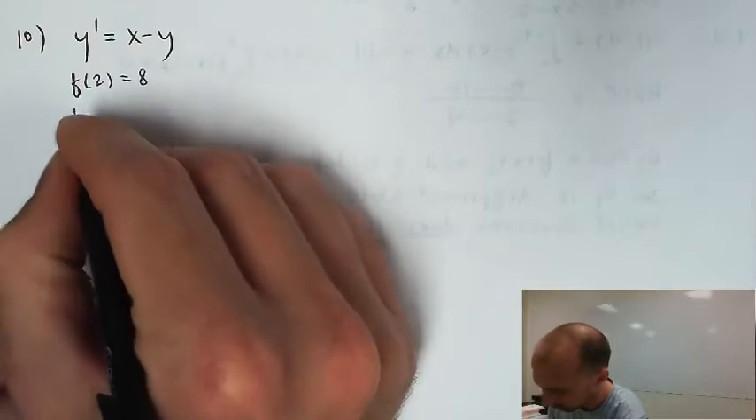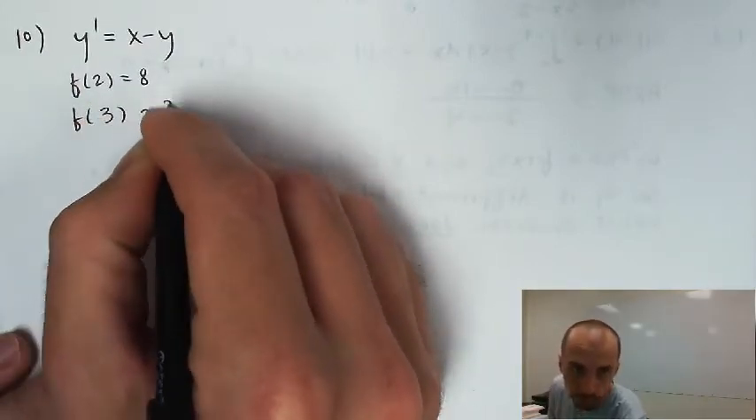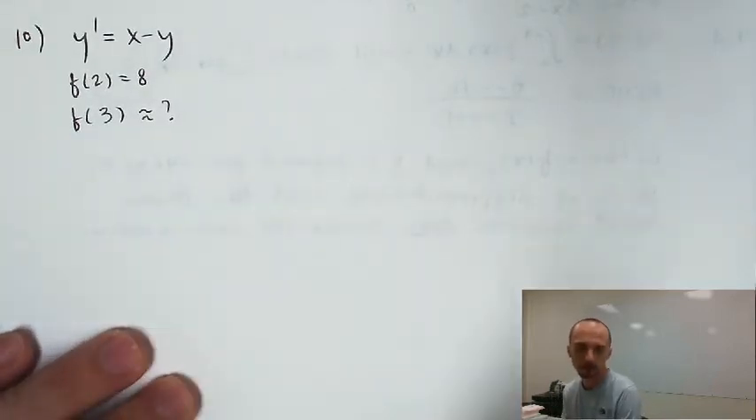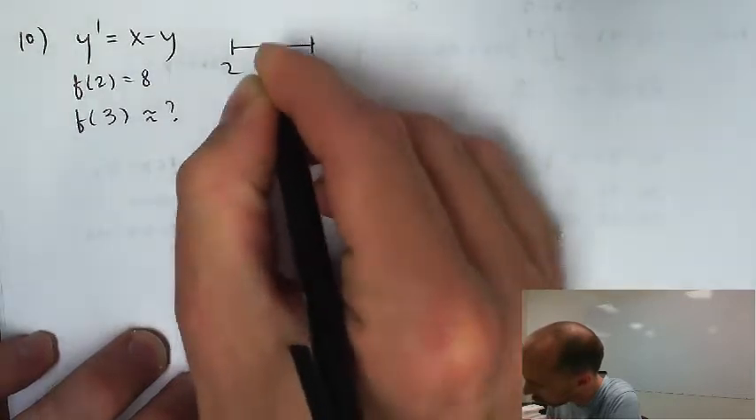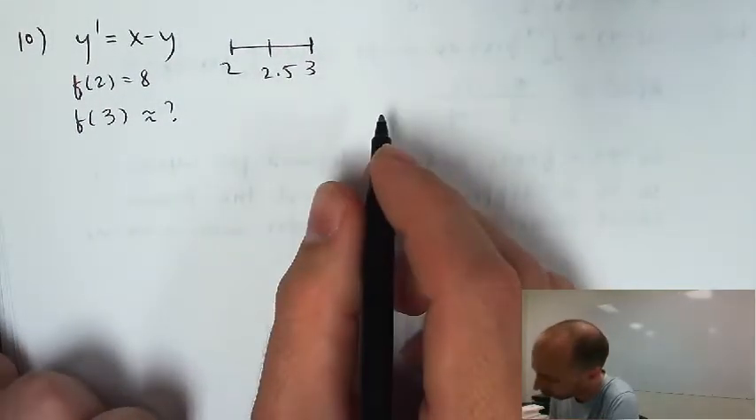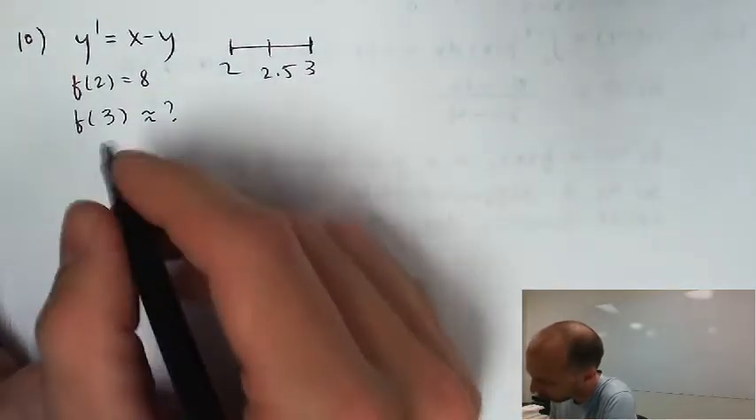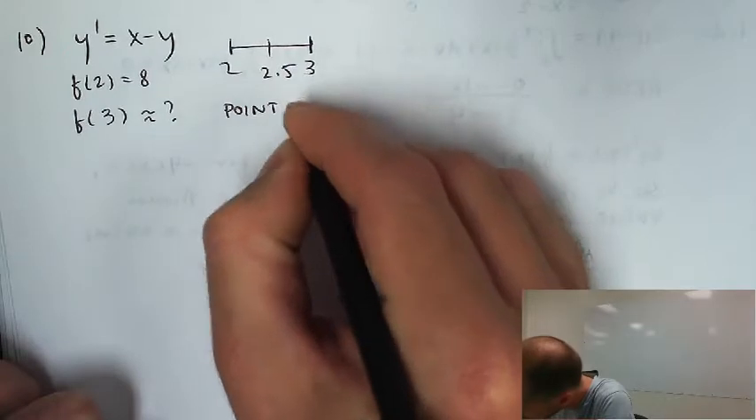So I want to find f of 3, or an approximation for f of 3, using 2 steps of equal size. So I'm going to go from 2 to 3. My first step will be at 2.5. My second step will be at 3. So I'll start with a point. That's 2, 8.